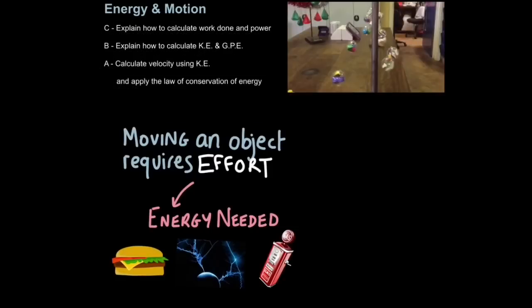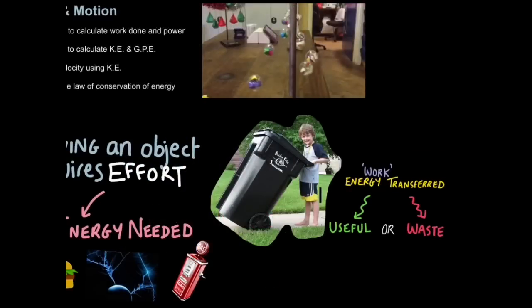But moving an object requires effort, and energy is needed to make that effort. And we get this energy in the form of food, chemical potential energy, electricity, electrical potential energy, and obviously fuel, another chemical potential energy. When someone exerts energy to basically move an object, we say they are doing work. Work is another way of saying we are transferring energy. So in this example, the food which this boy's eaten is a source of chemical potential energy, and that's transferred to kinetic energy in the moving bin when he moves the bin.